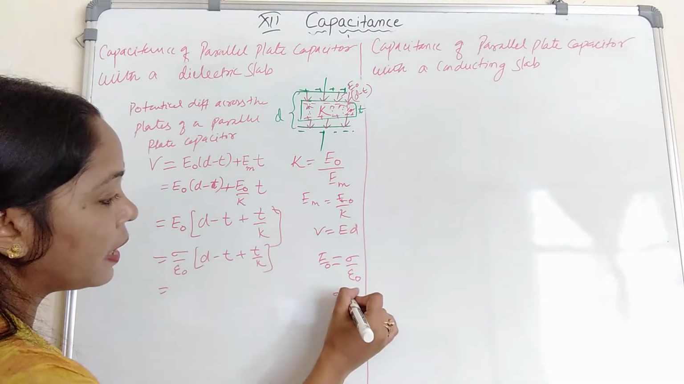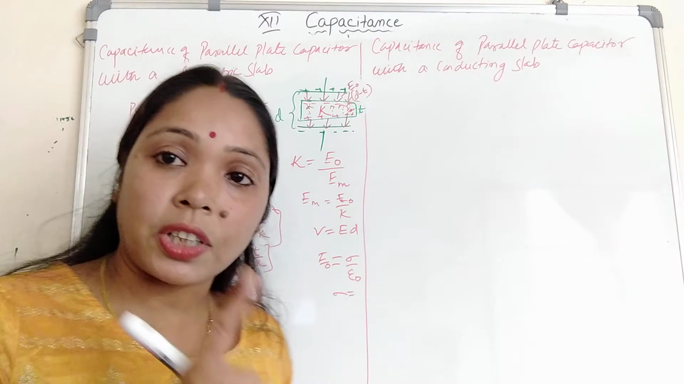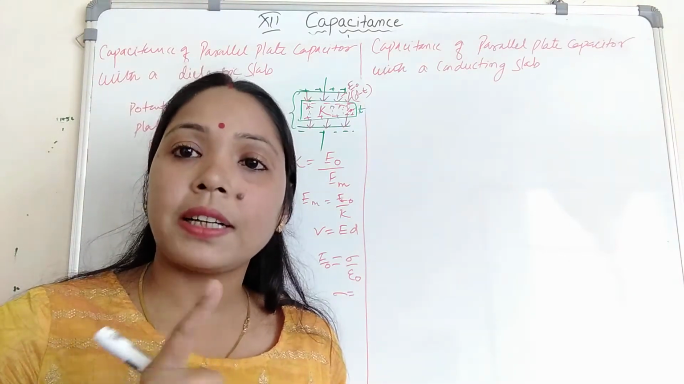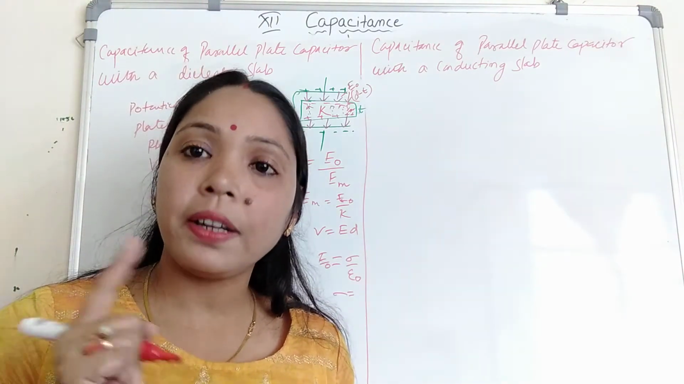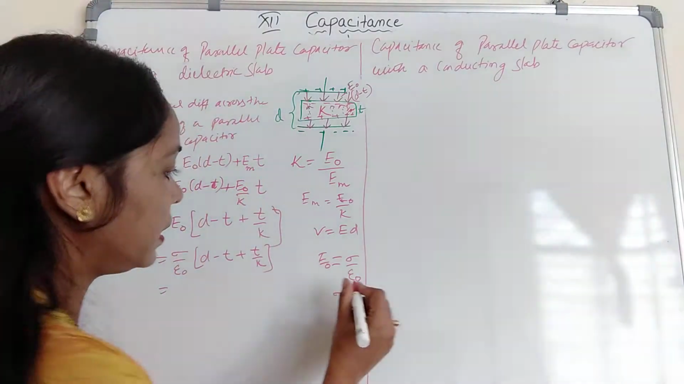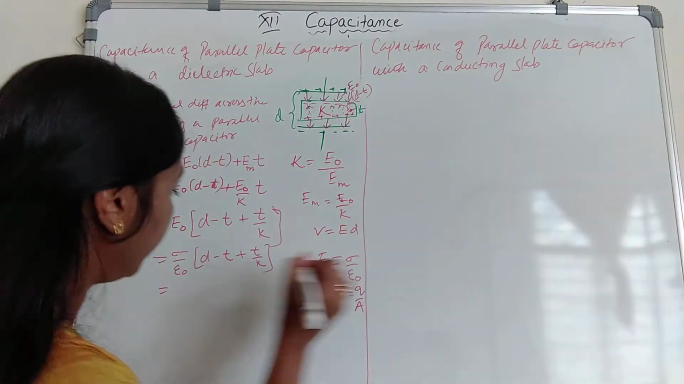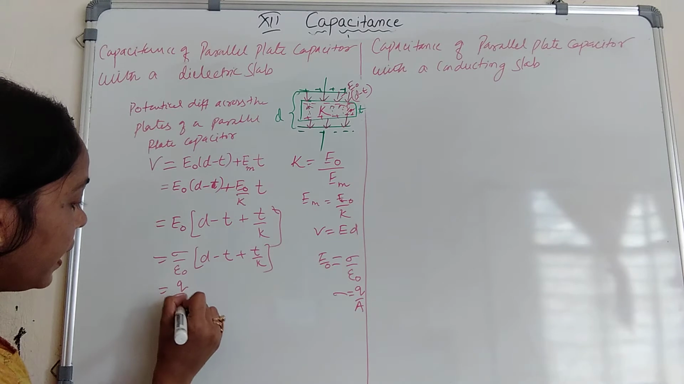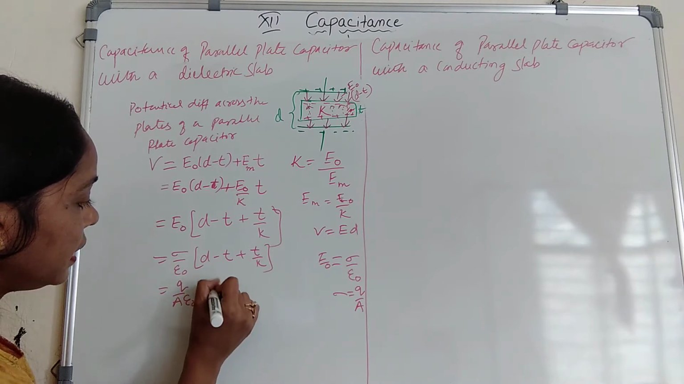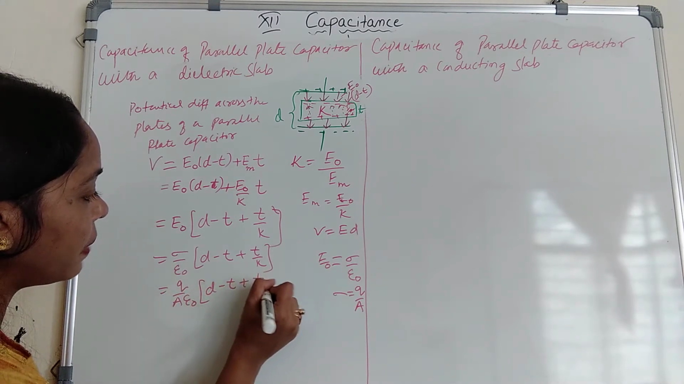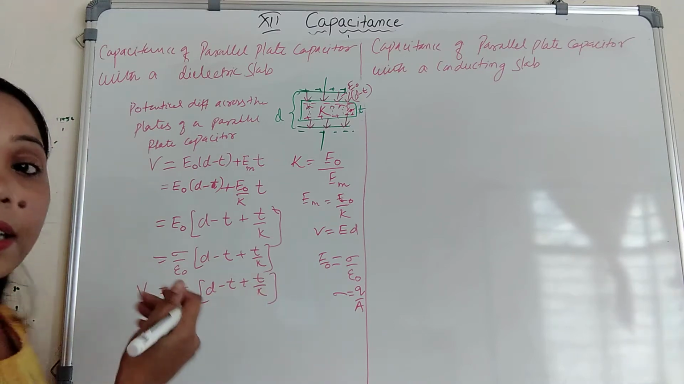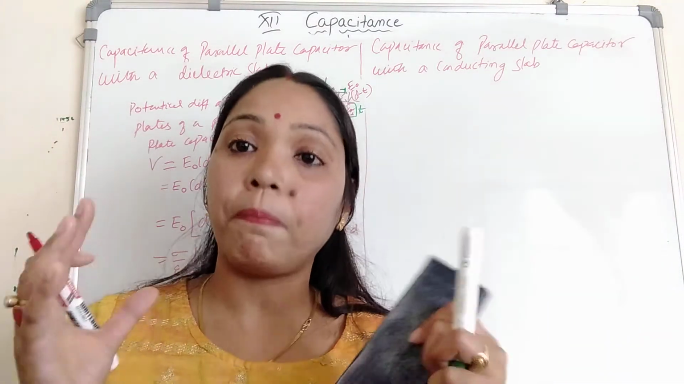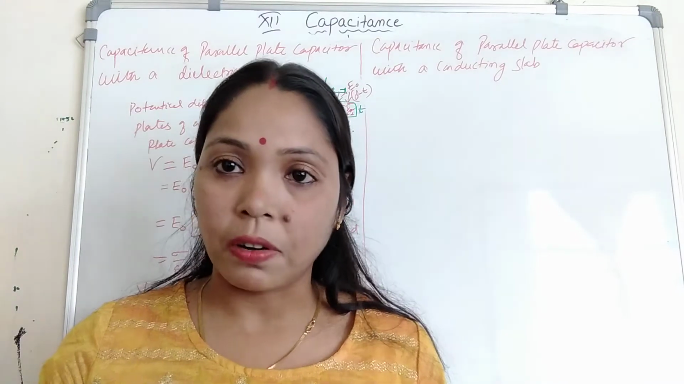So what is sigma? Sigma is your surface charge density. So surface charge density is what? Charge per unit area, so it is Q by A. So this is Q by A epsilon naught [(d minus t) plus t by K]. Once we get the potential difference across the plates, our problem is solved.